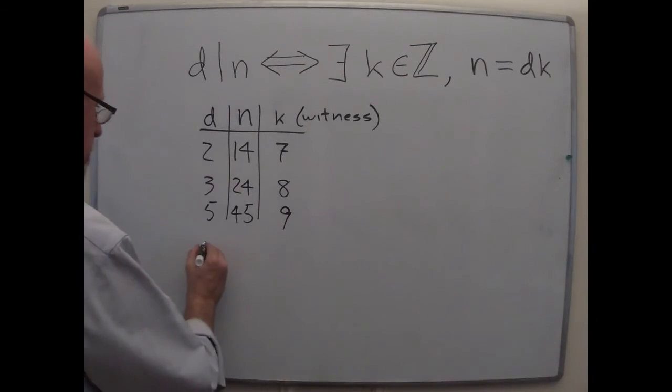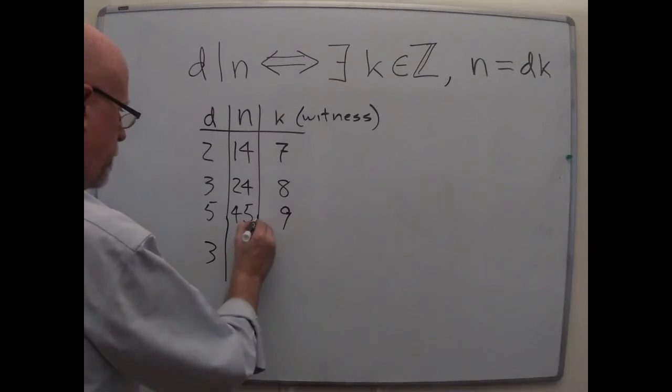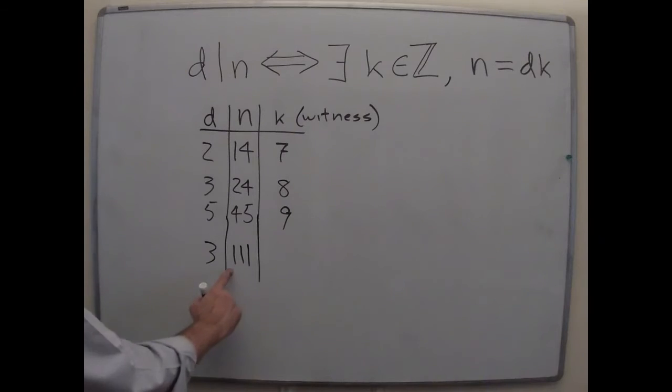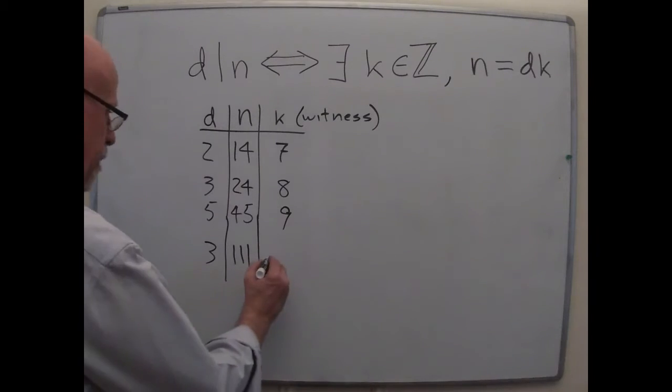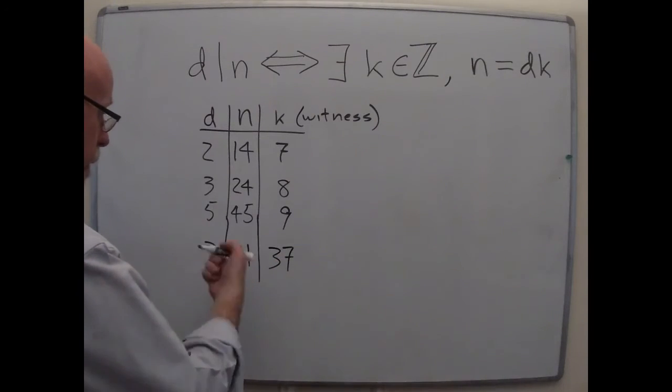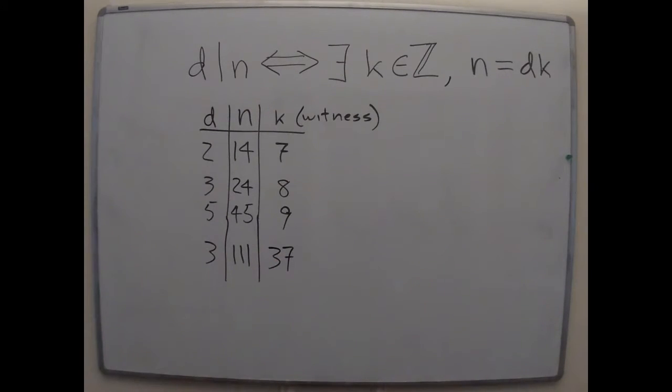Right? For instance, 3 divides evenly into 111. I know that because 111, the digits add up to 3. What is the witness now? I think it's 37. Let's see, 90 and 21. Yeah, that's right. 37 is the witness. So to find the witness, normally you just actually do the division.